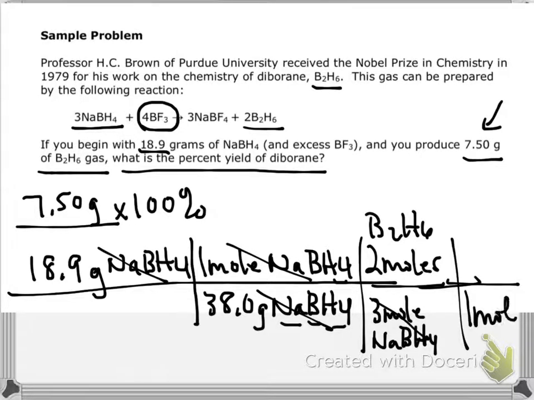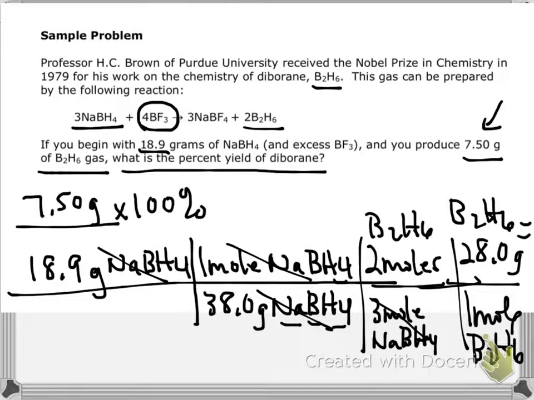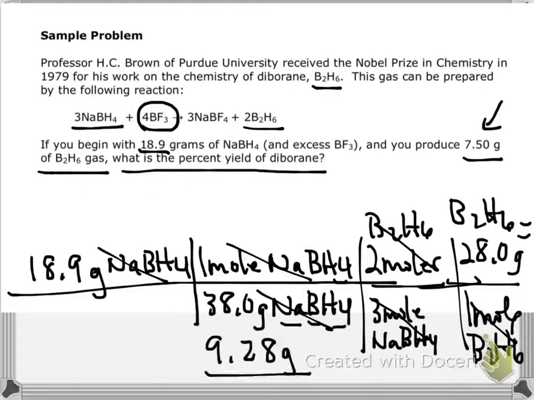So 1 mole of B2H6 weighs 28 grams. And now I can solve and see what mass I should get in an ideal situation. Okay, what I find out is that I can actually make, in an ideal world, 9.28 grams of this product, B2H6. So, this is my theoretical yield.